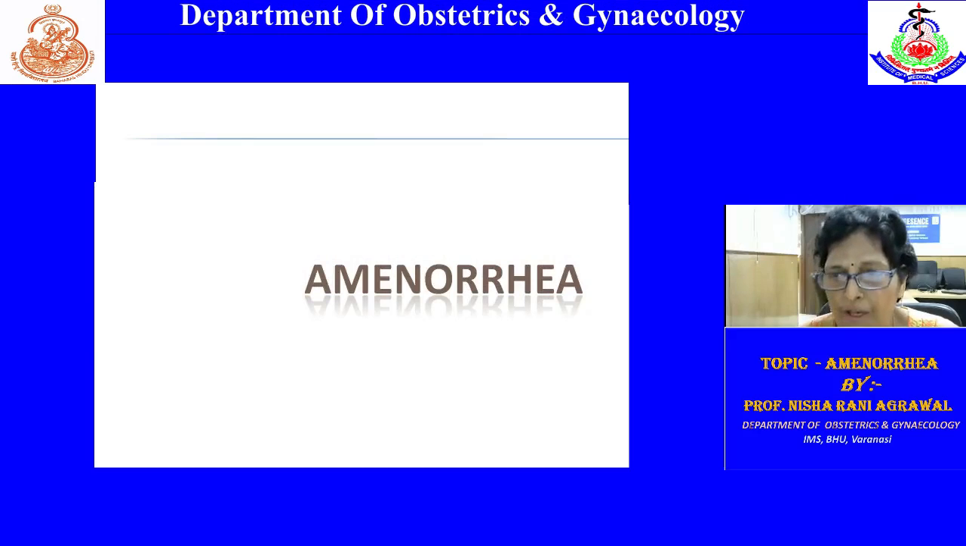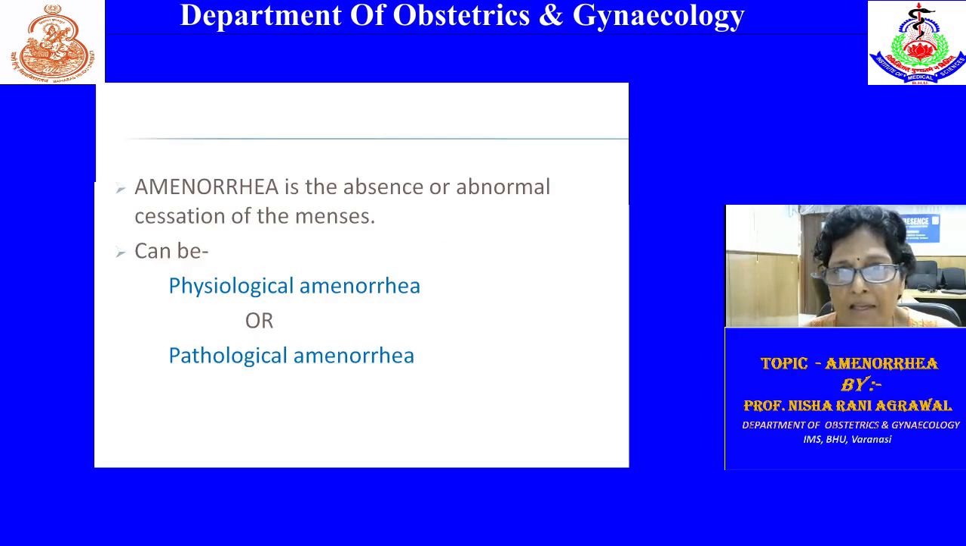So today's topic is amenorrhea. Amenorrhea is either physiological or pathological. It is defined as the absence or abnormal cessation of menstruation. It can be physiological amenorrhea or pathological amenorrhea.